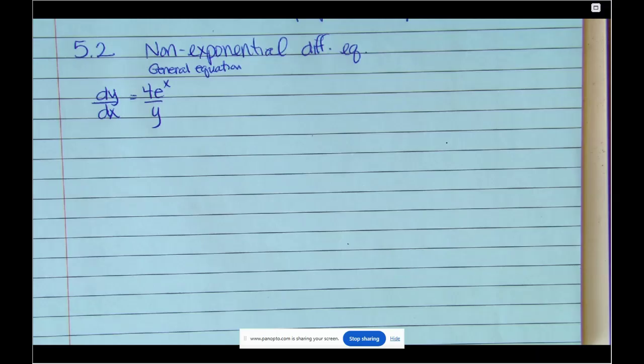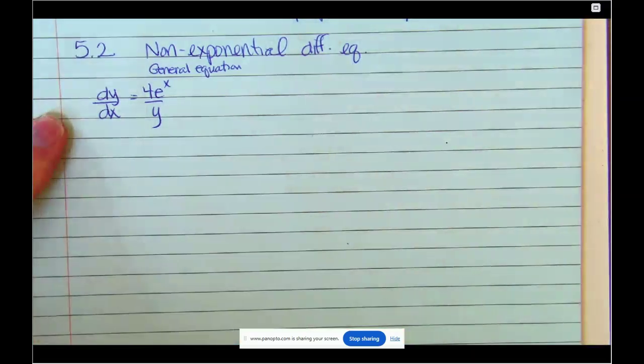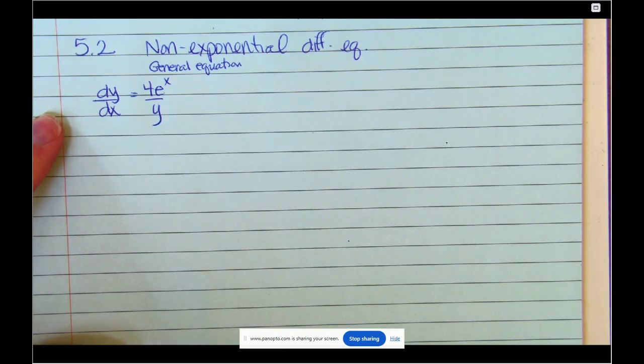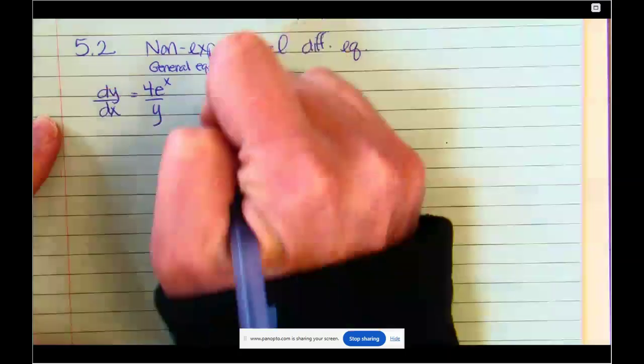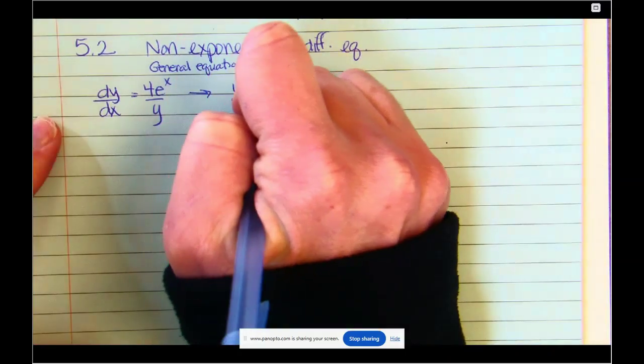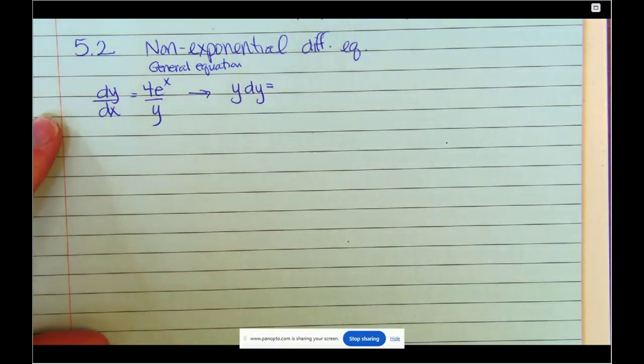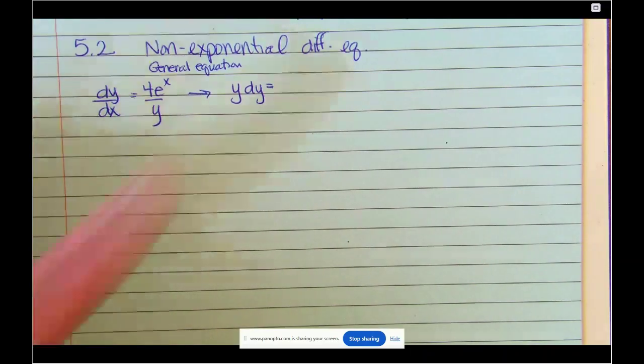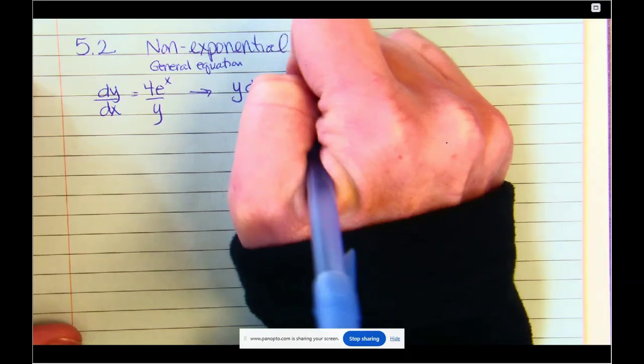Separate, integrate, solve. What I want you to remember is that we can only separate using multiplication and division. Just make sure that you do it legally. Don't start making assumptions like, we always did 1 over y, so I'm going to do 1 over y. Use your brain. So if we separate this, what do I need to do with the y? Correct. I have to multiply it over. So we have y dy equals, just multiply my dx over, 4e to the x dx.